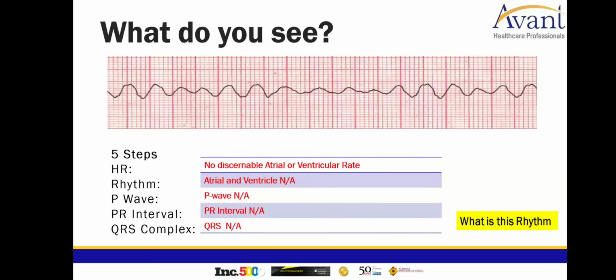And we're back. All right, this is another weird looking rhythm. There's nothing here that we can measure. Nothing is discernible at all. It's just a wiggly line. So what's happening here? Similar to what we talked about in atrial fibrillation, this heart is fibrillating, but it's the ventricles that are fibrillating. Nothing is coming from the atrium.